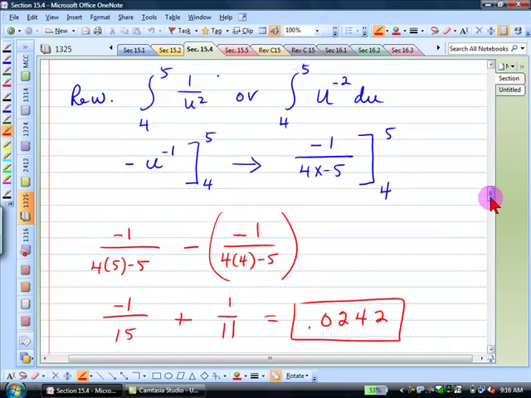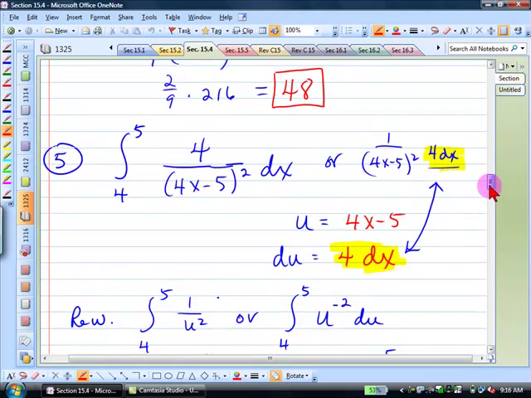The original problem was this. Make sure you put it in correctly, the integral, and you're going to have 4 divided by parentheses 4x minus 5, close parentheses, squared. I think that's going to get it. Can't see it in my head. Comma x, comma 4, comma 5.